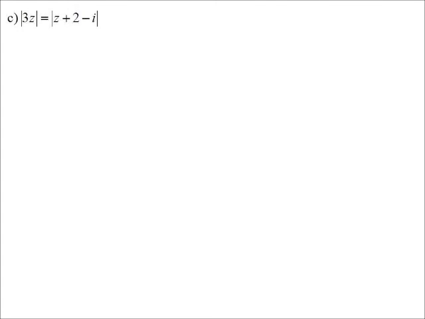Well, let's make it a little bit easier. We can factorise the 3 out, so I've done that. So 3 times mod z still doesn't look that familiar. So I'll chuck it into x plus iy form, and hopefully I'll recognise what we get.